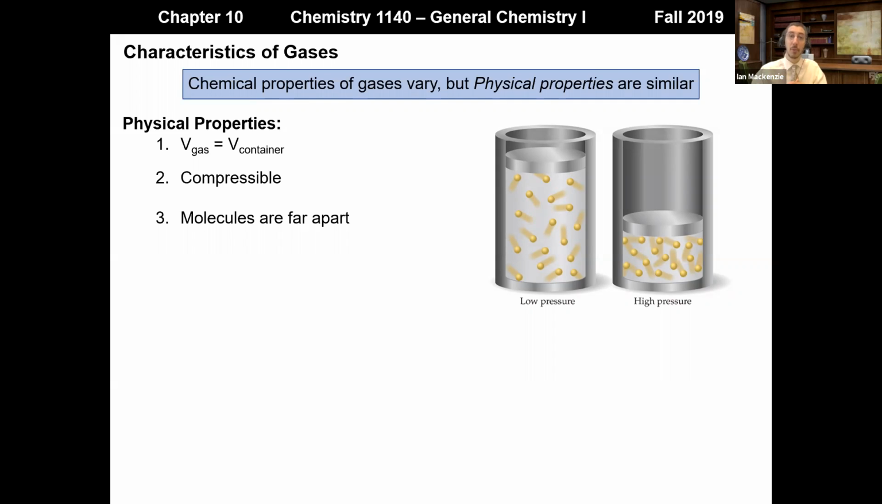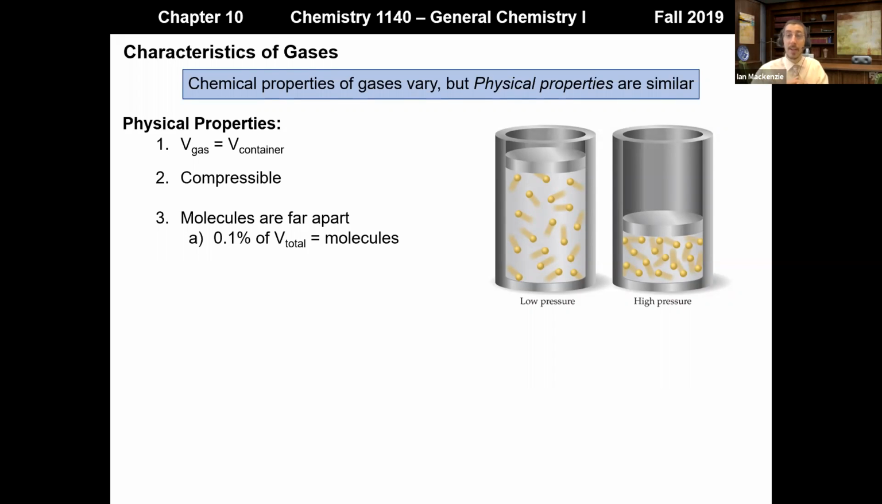And this also explains why the gas fills whatever container you put it in. If the gas molecules are far apart from each other, then they just expand, they just go around and behave as if they're entirely isolated. And so they expand to fill whatever container you put them in, expand or contract because they're compressible.